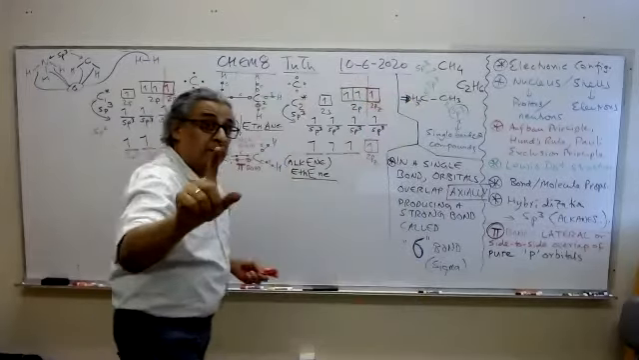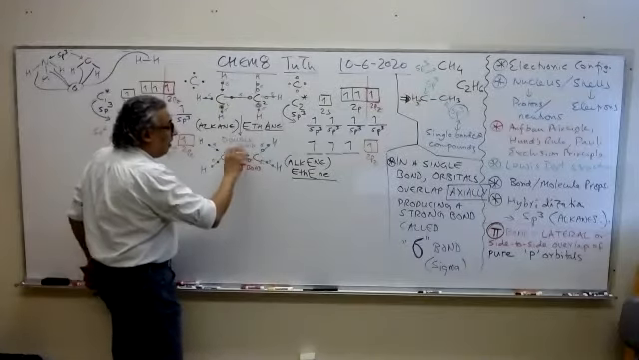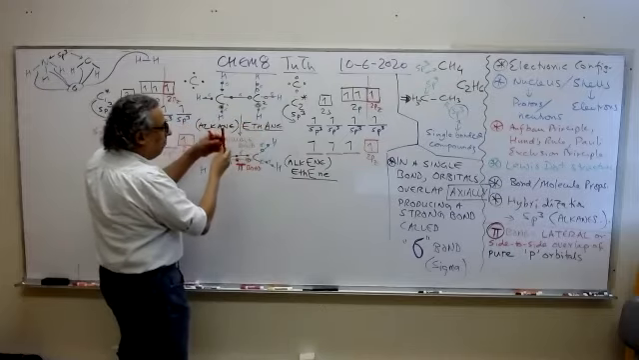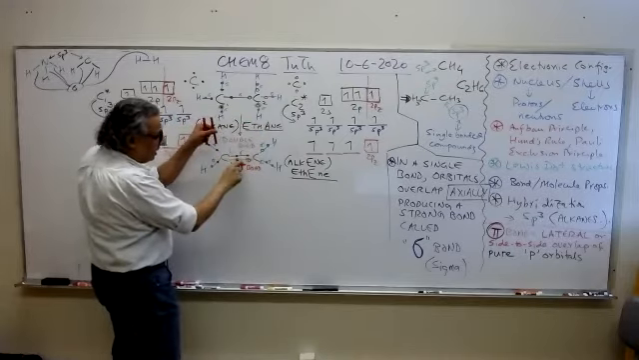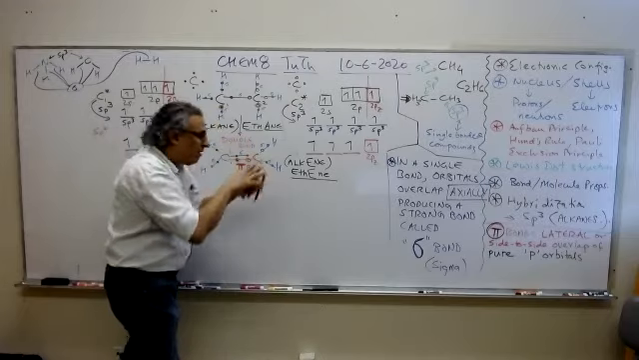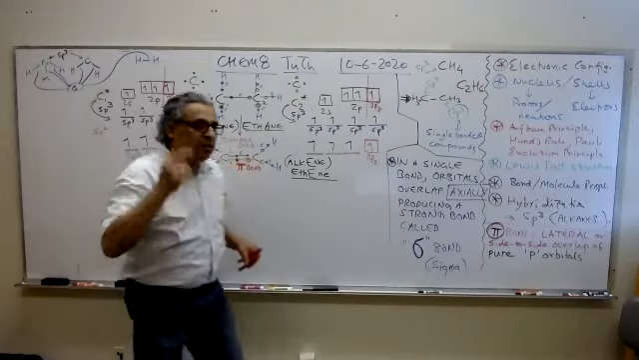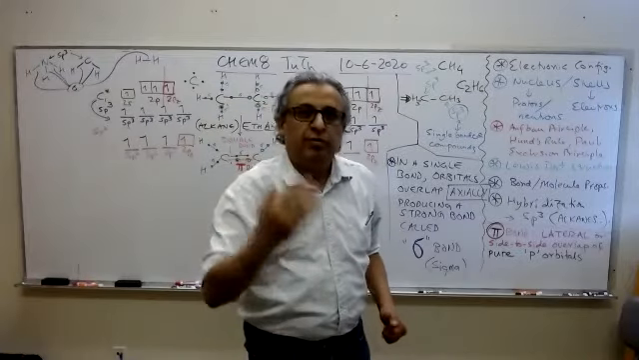Oftentimes our students get confused. They think one of the overlaps between the dumbbells is one thing, and this overlap is that. No, this entire thing is the second bond, the pi bond. This is the second pi bond. So there is no way you can imagine it. Don't even try to imagine this.